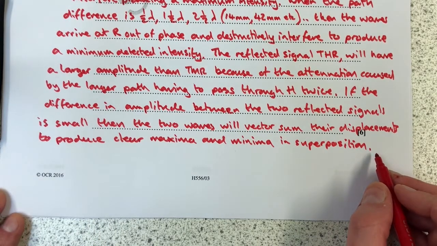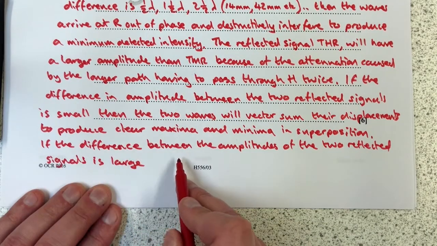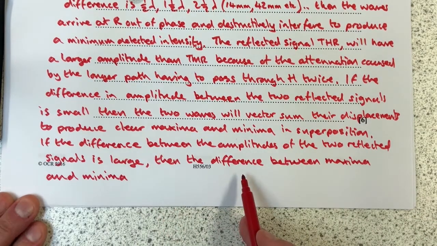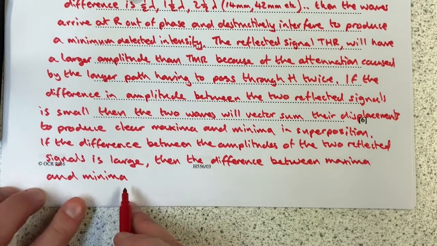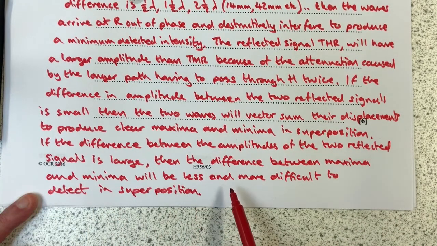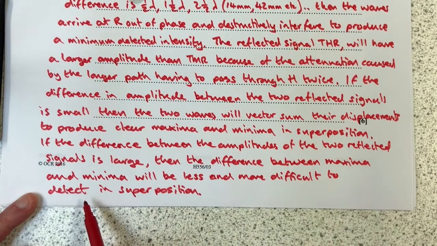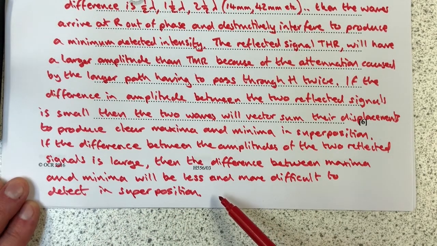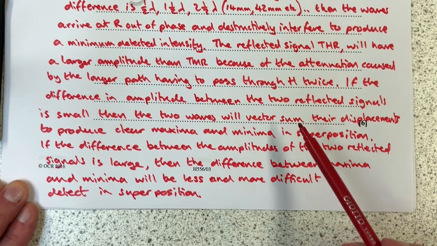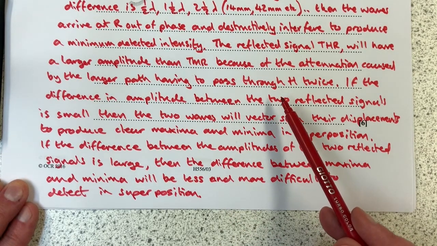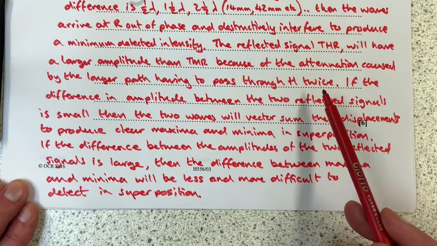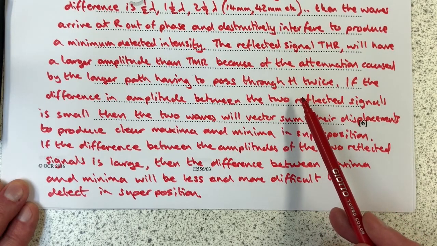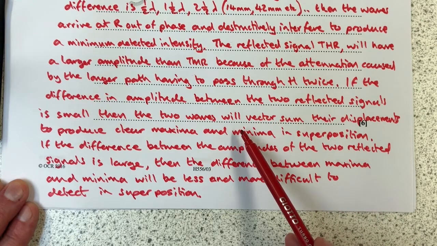Let's do the counter-argument. If the difference between the amplitudes of the two reflected signals is large, then the difference between maxima and minima will be less and therefore more difficult to detect when they're in superposition. So what I'm trying to communicate here, and this is hard work, is that if the two signals arrive with similar amplitudes to each other, then the process of superposition, constructive and destructive interference, will be much more clear-cut. You'll get very clear maxima and very clear minima.